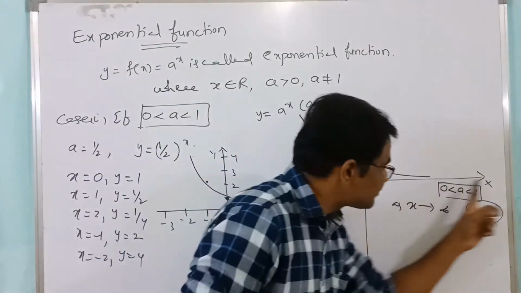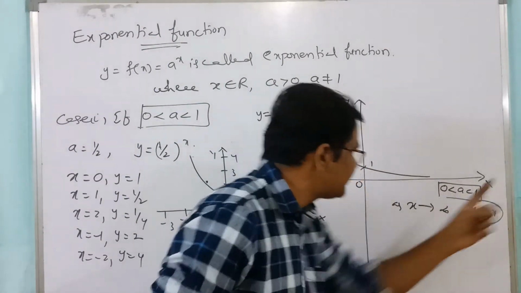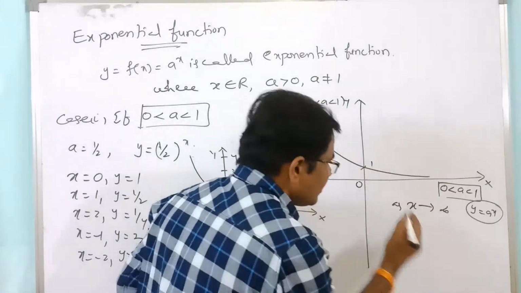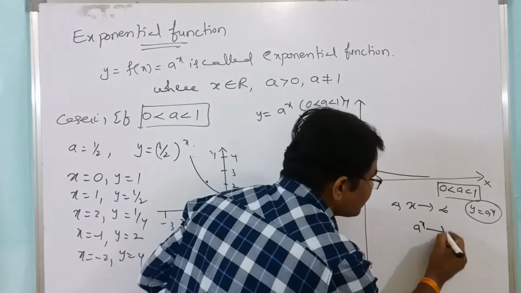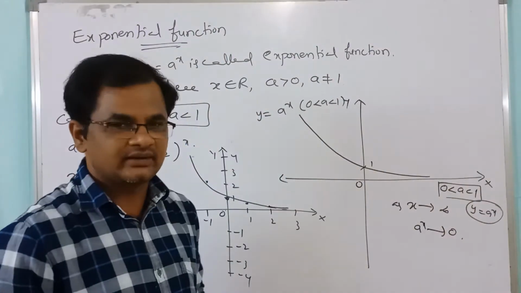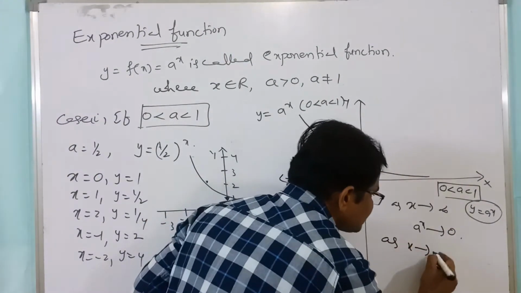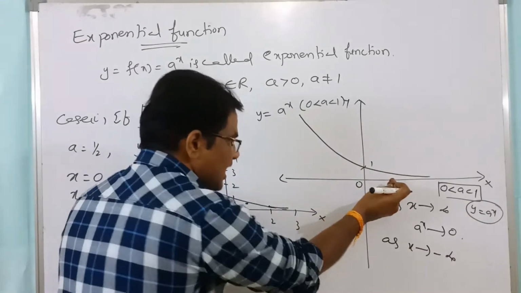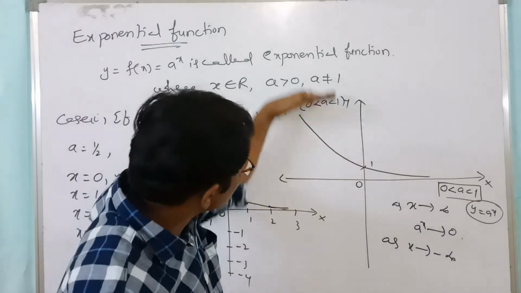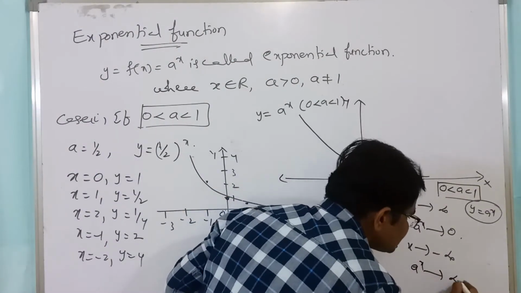Whenever x approaches plus infinity, our function approaches what? 0. Means a power x approaches 0 whenever a is between 0 and 1. Right? Next, as x approaches minus infinity, our function approaches what? Plus infinity. Means a power x approaches infinity.